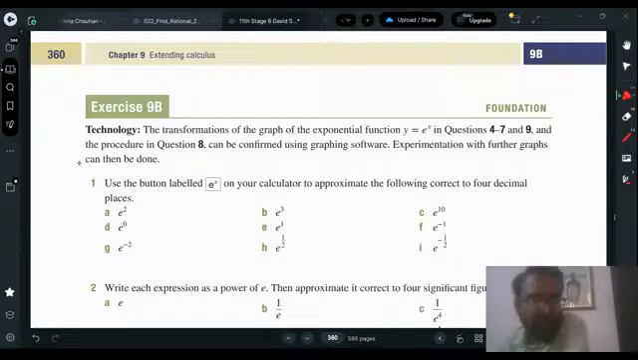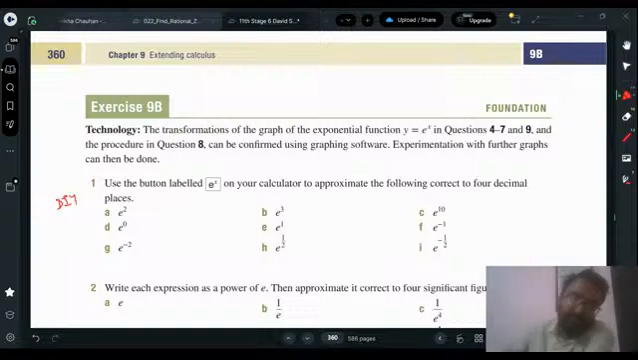Do you have the calculator? No need, right now it's not required. Do you have the scientific calculator? So there will be an E. So apply it and try to get all the answers.